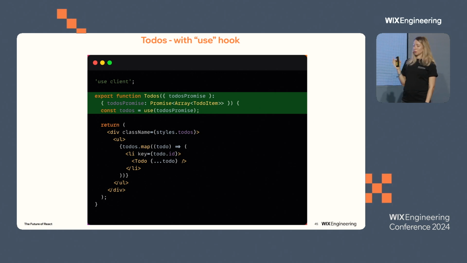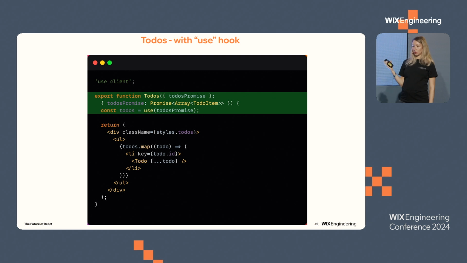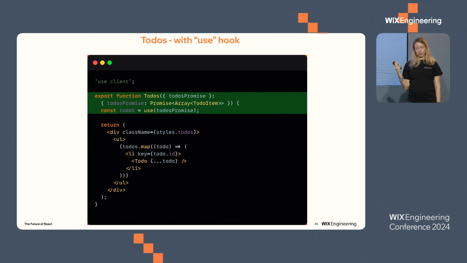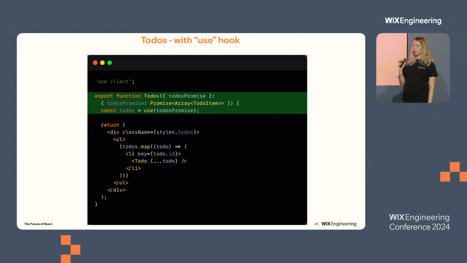Instead, we will create a promise in the to-dos component parent and pass it as a prop. This promise will be resolved when the fetch is completed. The use hook will postpone the rendering of the component until the promise is either resolved or rejected. But we still need to handle the loading state. So let's see where it is done now.